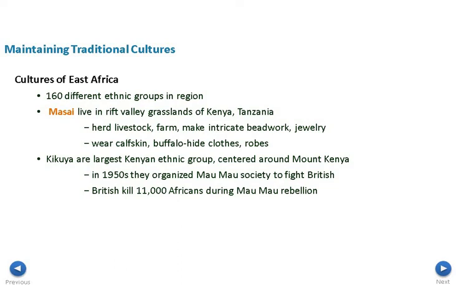The Kikuyu are a large Kenyan ethnic group centered around Mount Kenya. In the 1950s, they organized the Mau Mau Society to fight the British. The Mau Mau Rebellion is very famous because the British killed about 11,000 people in the 1950s. And remember, this is just before the end of apartheid, which we're going to talk about later in South Africa. A lot of people were saying that the British needed to get out of Africa, and this became a major problem worldwide.